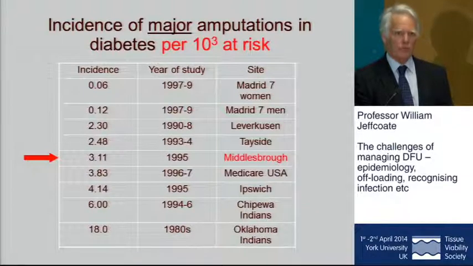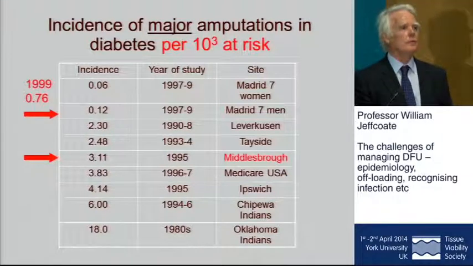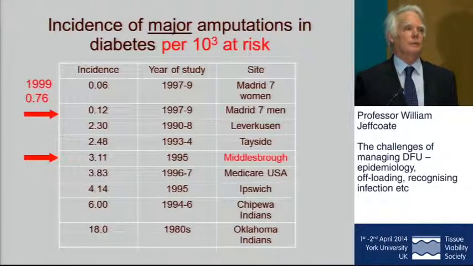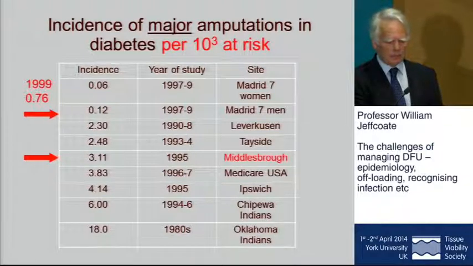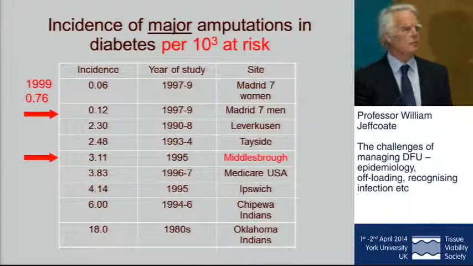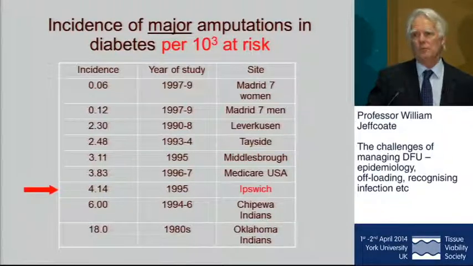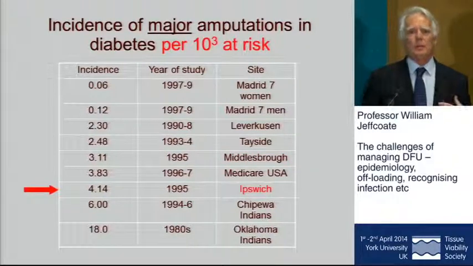This was their incidence: 3 per 1,000 people with diabetes lost a leg each year. Within 4 years, they had reduced it to 0.76. And the same was shown in exactly the same year in Ipswich, which was running at 4 per 1,000 per year. And they set up a multidisciplinary team.